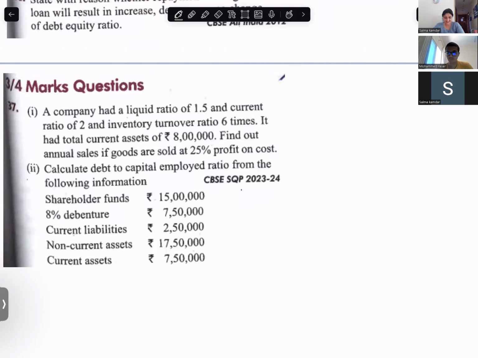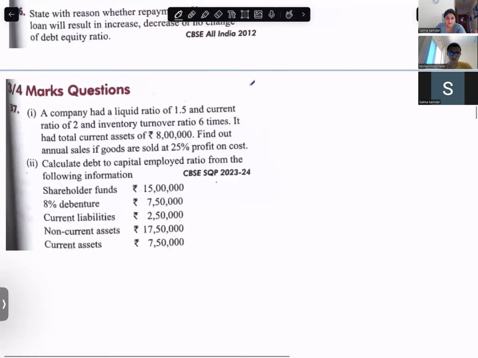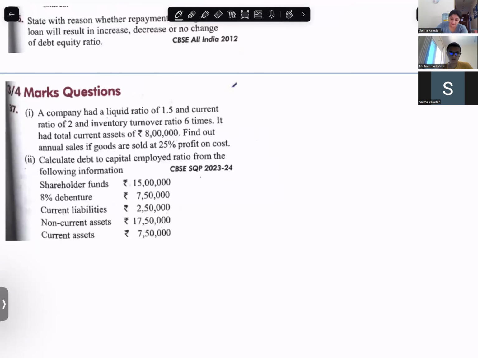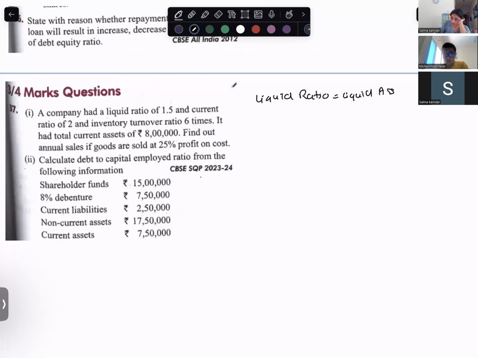Okay, fine. So when I say they have a liquid ratio, what does this mean? Liquid ratio means liquid assets divided by current liabilities. We will write what we know. Liquid ratio equals liquid assets over current liabilities. This is what I know.